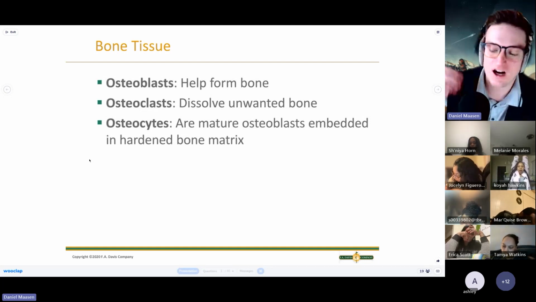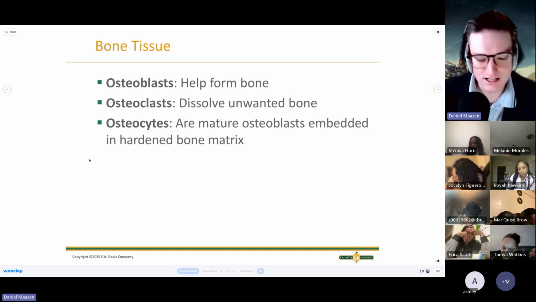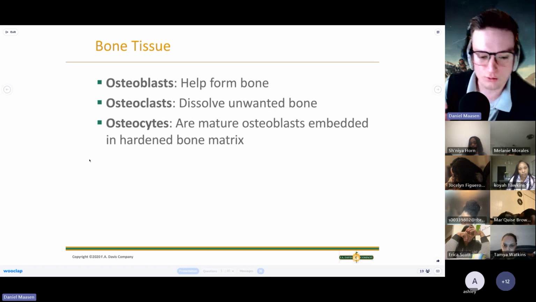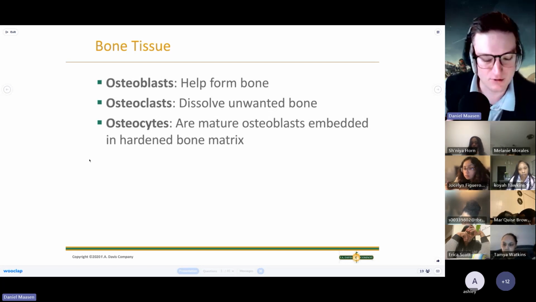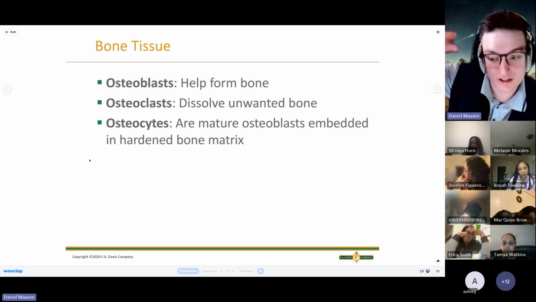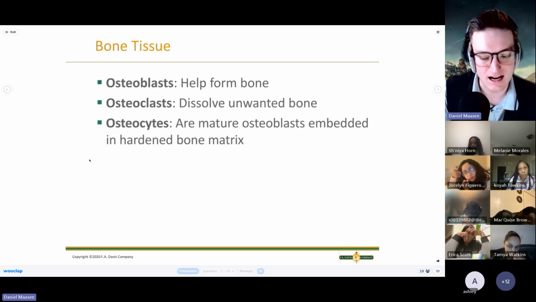The other one is osteoclast, and the way the book defines it is dissolve unwanted bone, and that does happen, right? We may have excess bone if we had a fracture, or we need the minerals. Like, for example, our bone's made of calcium. What if you're really low on calcium? Well, our body could break down some of our bone, break down some of our components, turn it into calcium we need so we don't die, right? Okay.